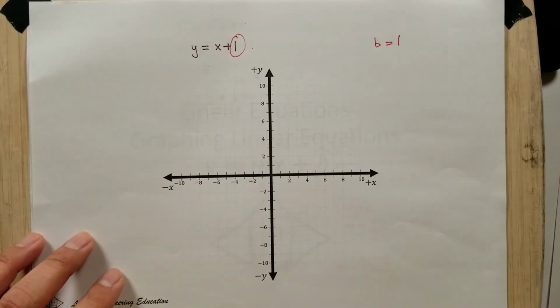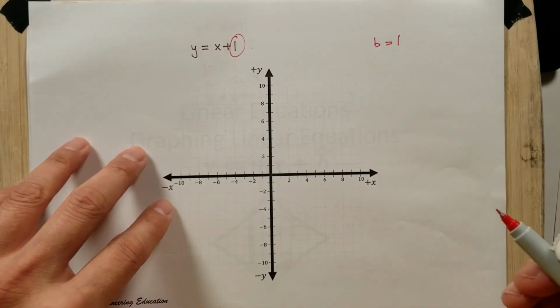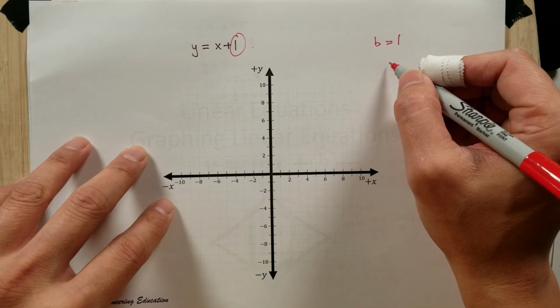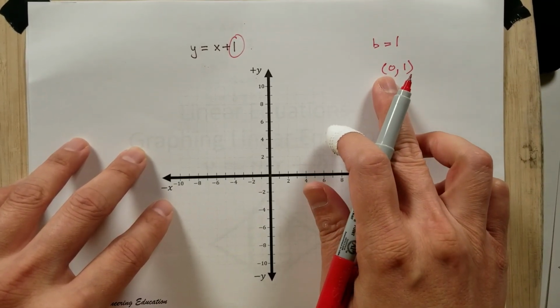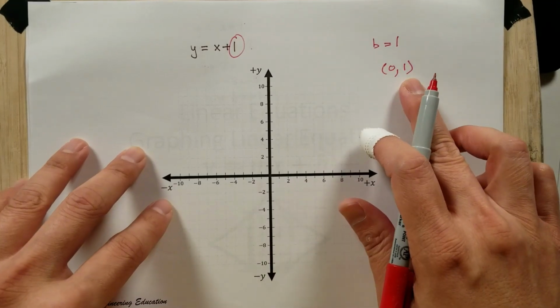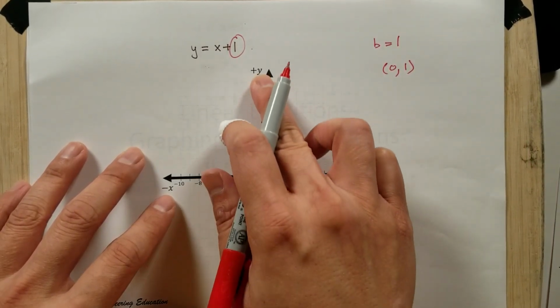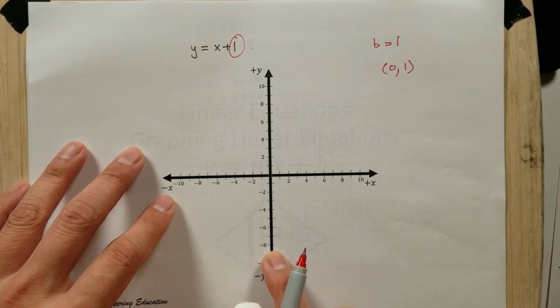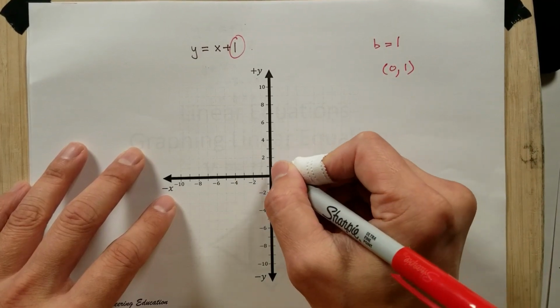That's what's shown here. So this will be the same as the point 0, 1. Remember, that first value is our x component. The second value is our y component. So we go to the x equals 0 line, that's the y-axis, and make a point at y equals 1. So that'd be right here.